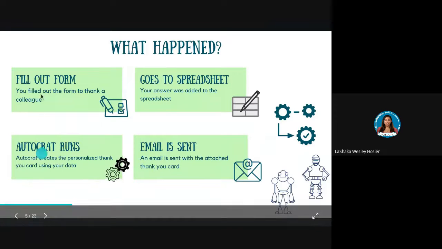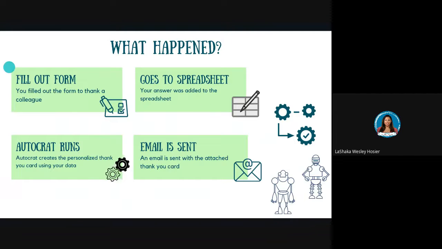Here's what's happening. We filled out the form. It's going to go to the spreadsheet, and I'm going to show you the spreadsheet in just a second. Then Autocrat is going to run in the background, the email is going to be sent, and everything is going to be attached. I just got the email, so let me pull that up so you can see it.